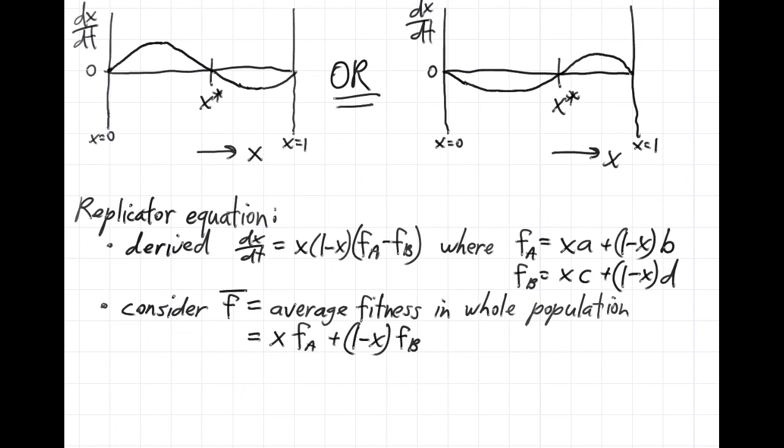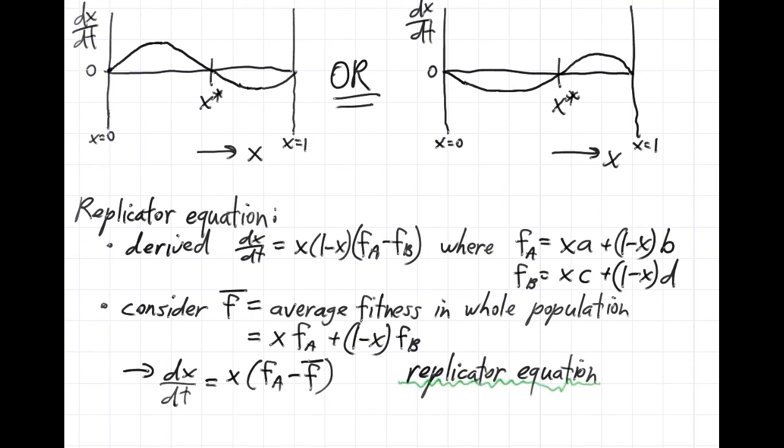Now, the interesting thing here is that the equation we wrote above for dx/dt can be rewritten as x times (fA minus f bar). That's kind of cool. And this is called the replicator equation. We're going to use that term quite a bit, so keep in mind that's what we're talking about. We also sometimes will get sloppy and say the replicator equation is this form up here. Both are okay in this special case where there are only two types, and so it's a 2x2 game.